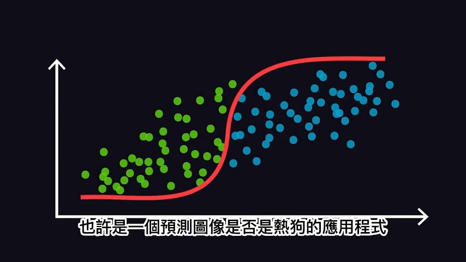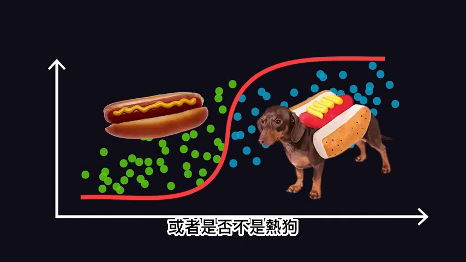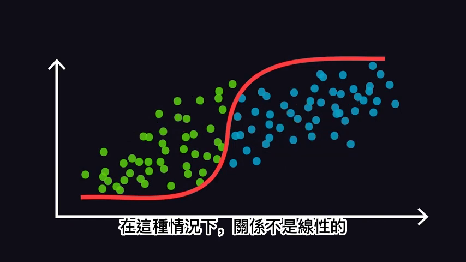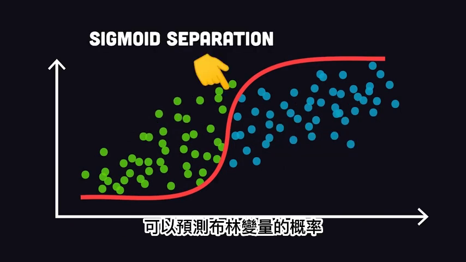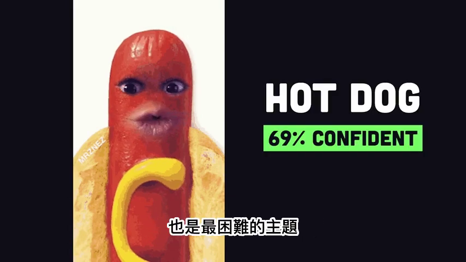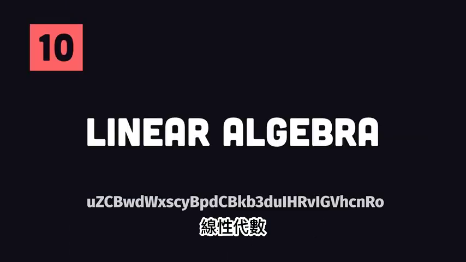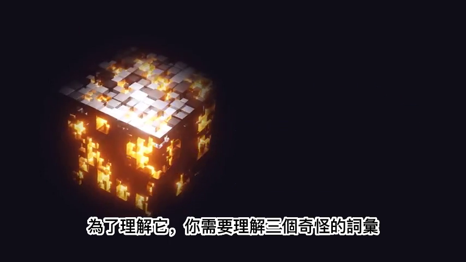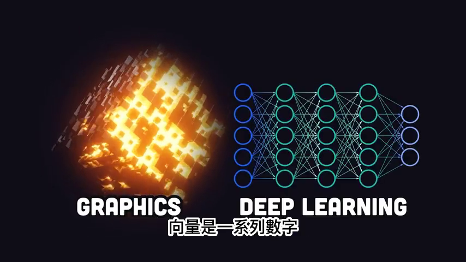Maybe an app that predicts if an image is a hot dog or not a hot dog. In this case, the relationship is not linear, but rather a sigmoid function, which might predict the probability that a Boolean variable is true or false. And that brings us to our final and most difficult topic, linear algebra, which comes into play in things like computer graphics and deep neural networks.